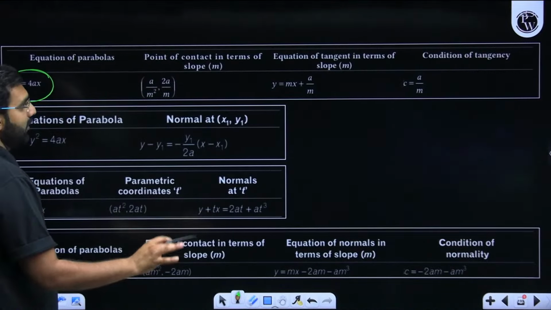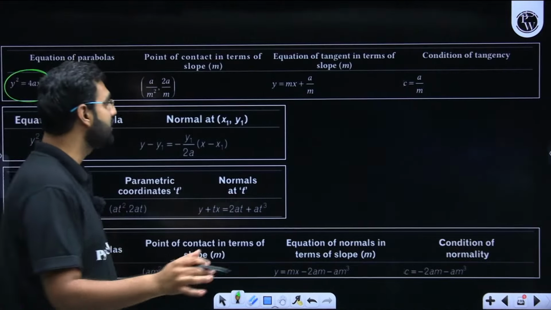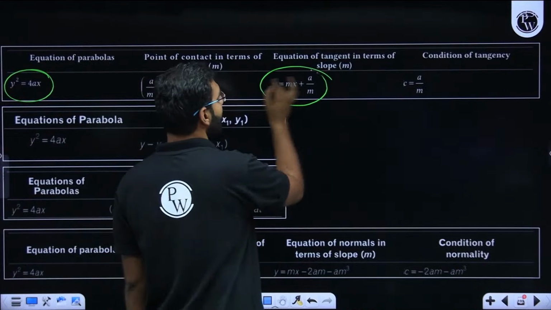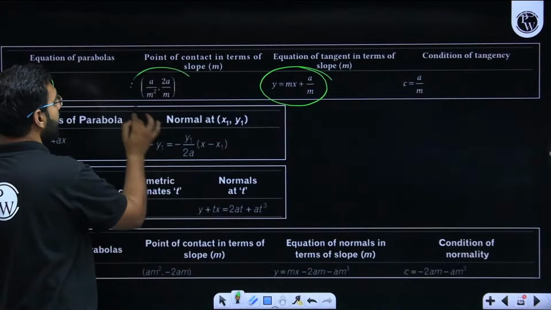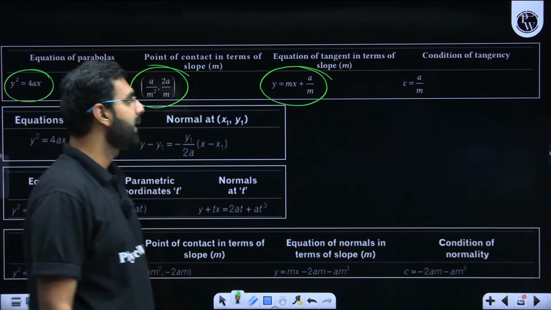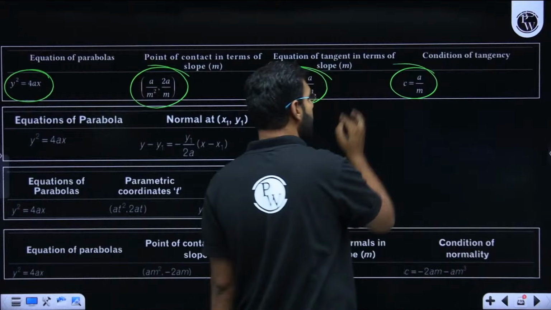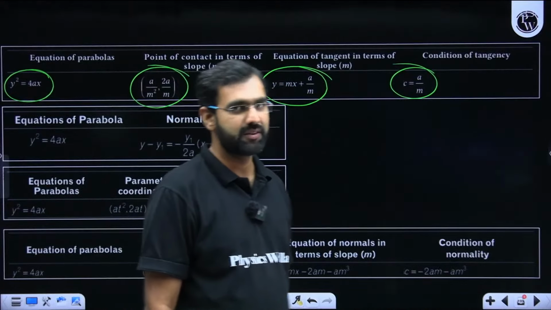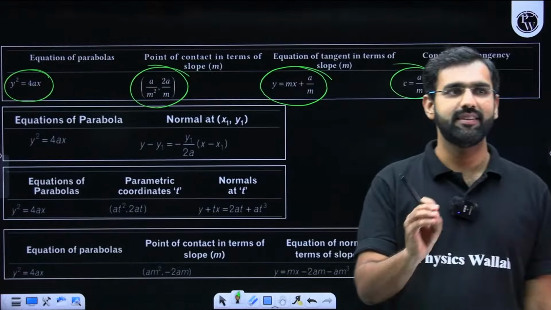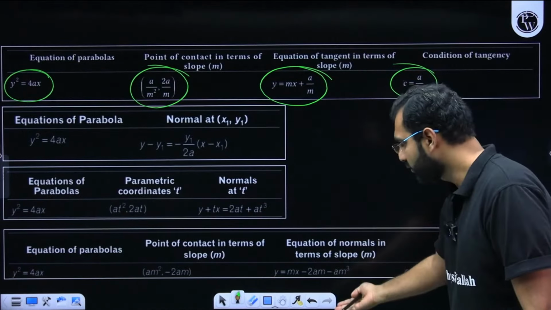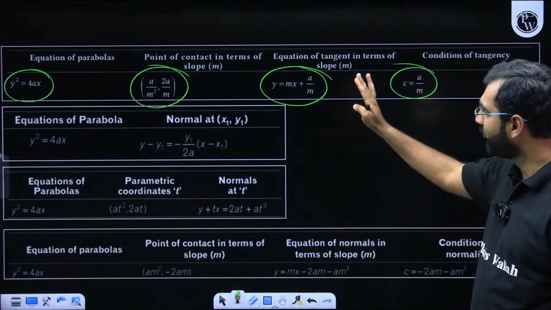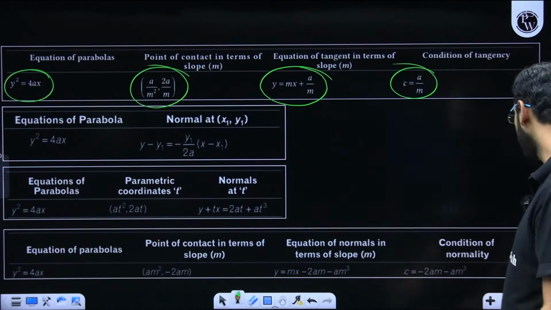So if the parabola is given by y square is equal to 4ax, and I am writing the equation of the tangent in slope form, it is given by y is equal to mx plus a by m, where the point of contact is given by (a by m square, 2a by m), and the condition for tangency for a parabola is given by c is equal to a by m. Please remember that result. I'm giving this result for the standard parabola. Other results are also there in parametric form, but if you remember it in the slope form, that is also fine.